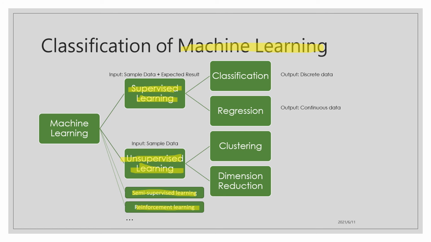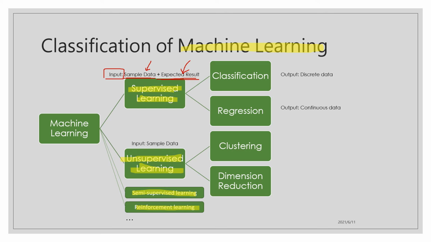The difference between supervised and unsupervised learning is the input. Supervised learning will provide the sample data, and also the expected result. Just like the example about $100: we give lots of images of $100, so this is the sample data, and then we also tell the computer this one is $100. This is the expected result. So we give them the sample data and the expected result for training. This is supervised learning.